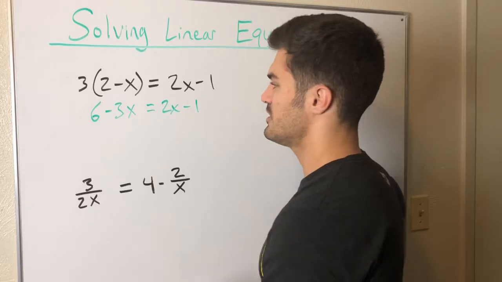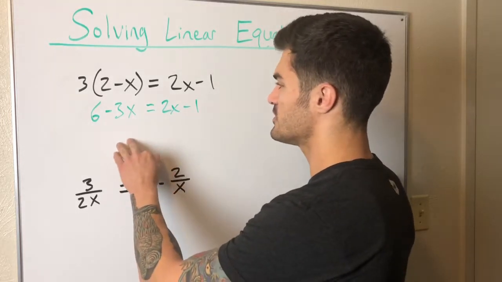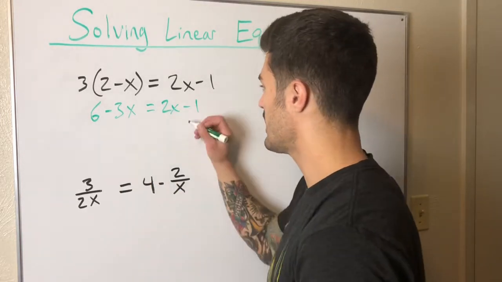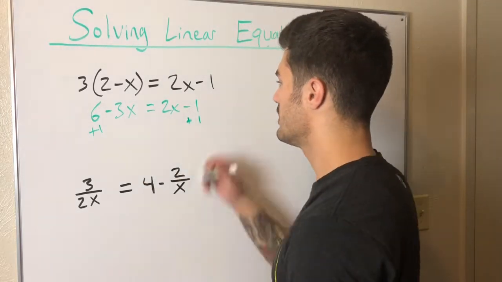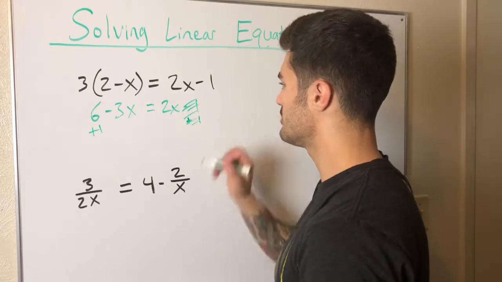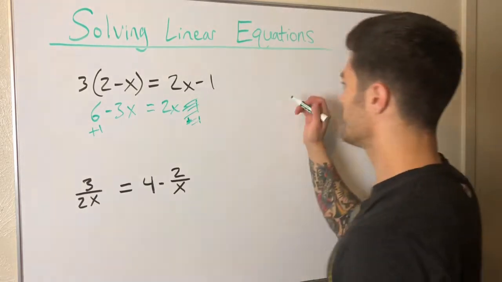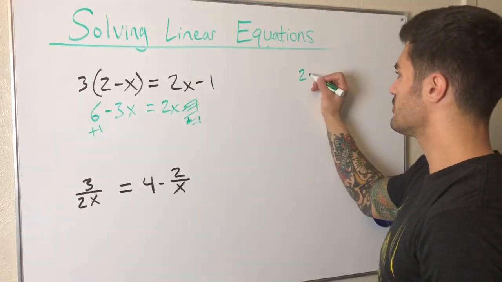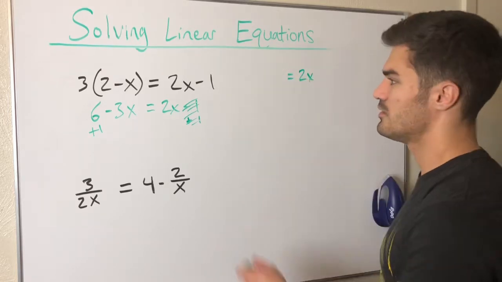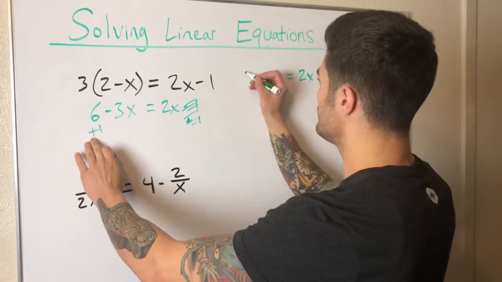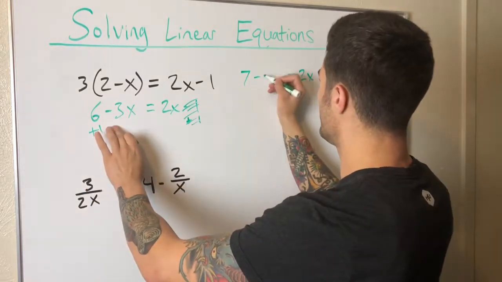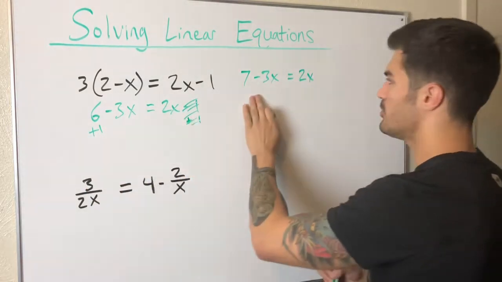Now it's pretty straightforward. I get all the x's on one side, everything else on the other side. So I'm going to add 1 to both sides. Plus 1, plus 1. That gets rid of this minus 1, and I'm left with 2x on the right side. On the left side, what am I left with? 6 plus 1 is 7, minus 3x.